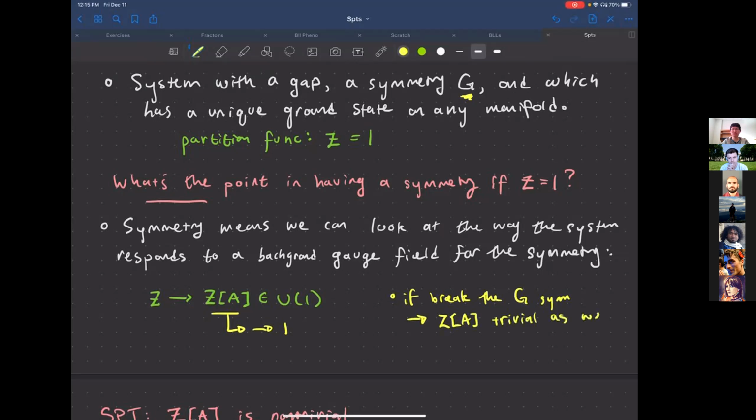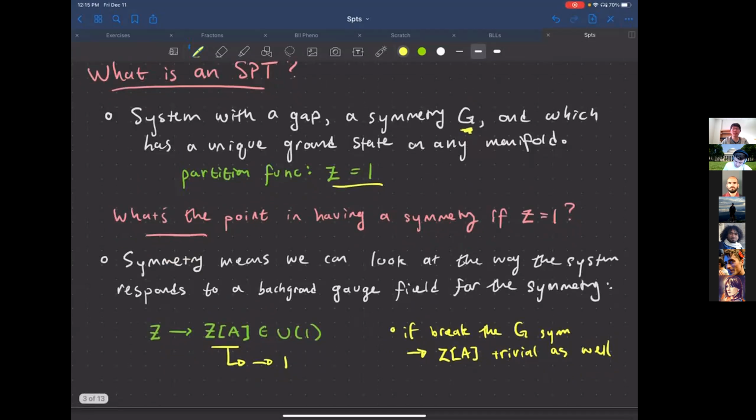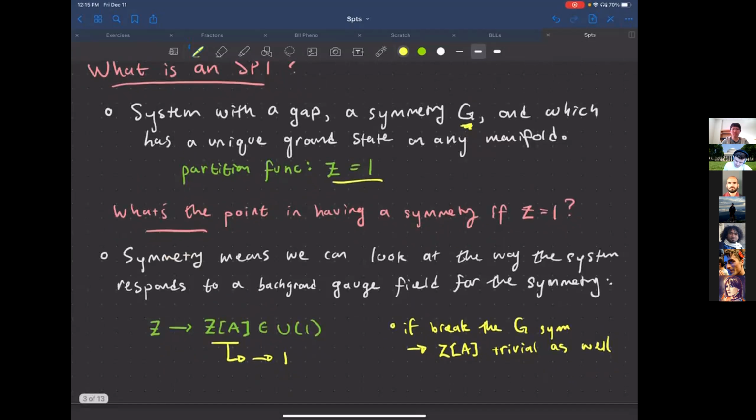So in the absence of these domain walls and gauge fields, the partition function is trivial, but it has a non-trivial response to the gauge fields. But if I break the symmetry explicitly, then I can't couple the theory to gauge fields for that symmetry, because I've broken it explicitly. And in that case, the statement is that the theory is completely trivial. Okay, thank you. Yeah, so we'll see how that works in some examples in a sec.